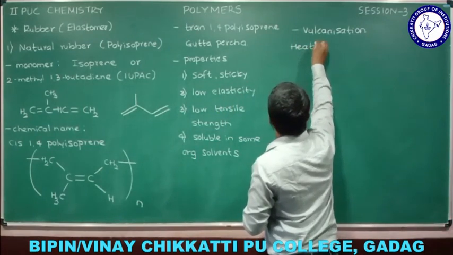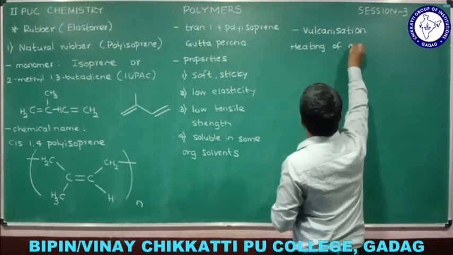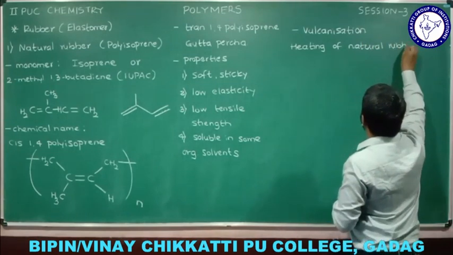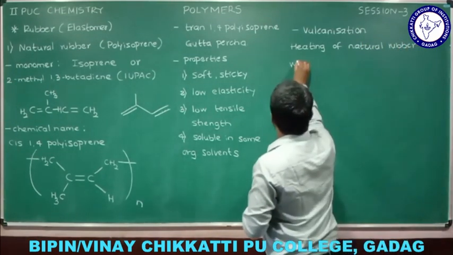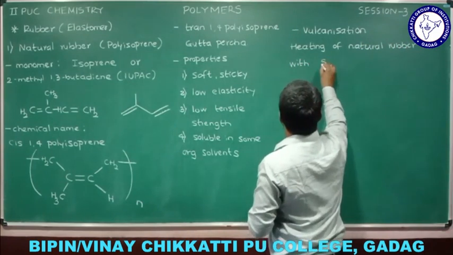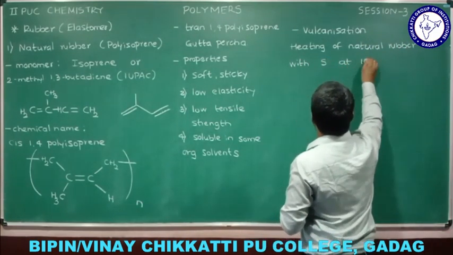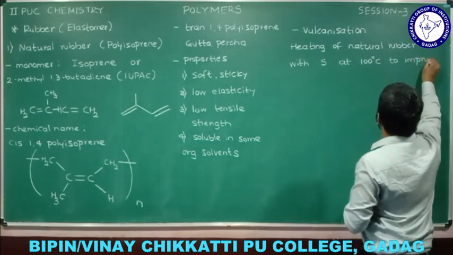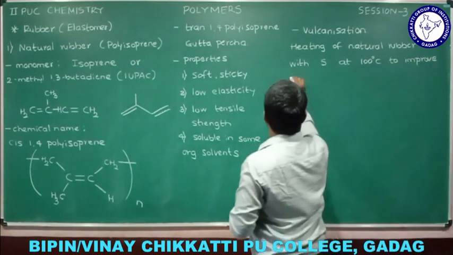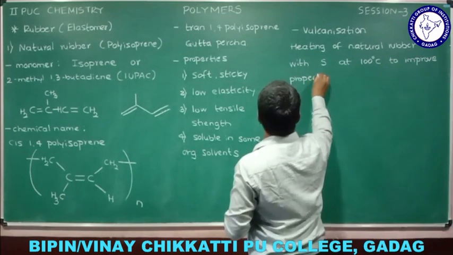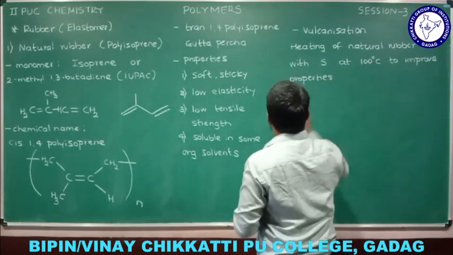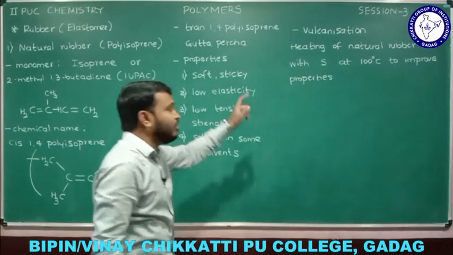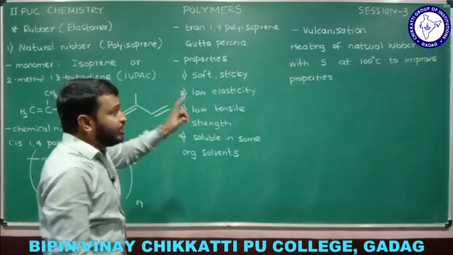We are supposed to do heating of natural rubber with sulfur. Try to know, with sulfur at 100 degrees Celsius to improve the properties of natural rubber, and that we call the vulcanization of rubber. Very important concept here, so try to know that.